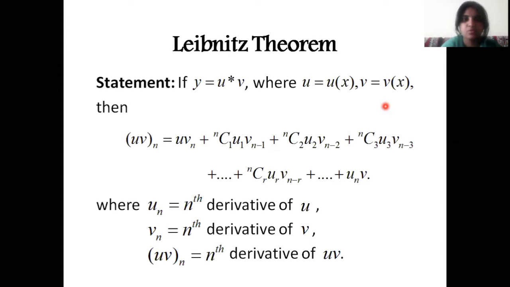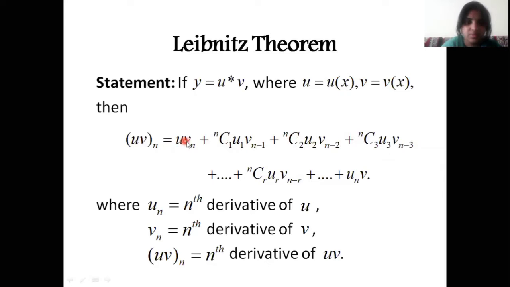If y is equal to u into v, where u is a function of x and v is a function of x, then the nth derivative of uv is equal to u into vn plus nC1 u1 vn minus 1 plus nC2 u2 vn minus 2 plus nC3 u3 vn minus 3 etc., nCr ur vn minus r, plus un v.